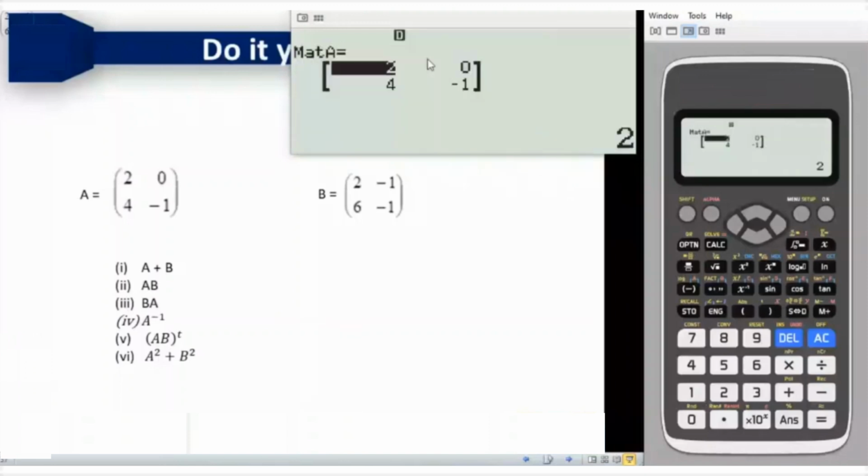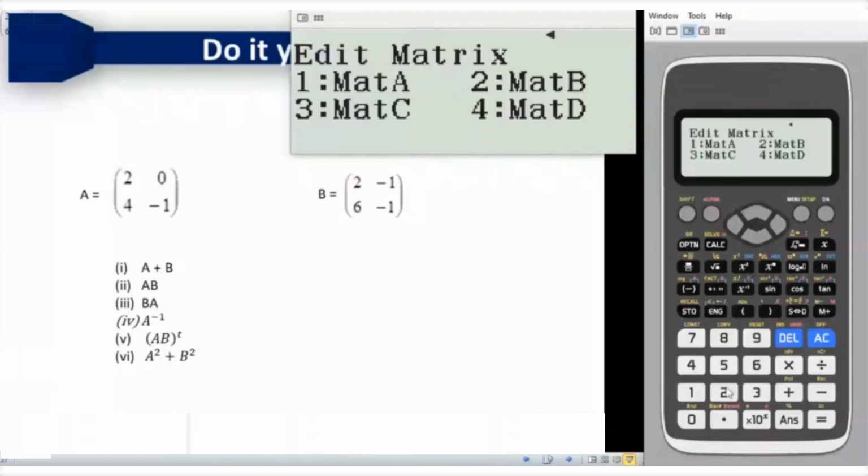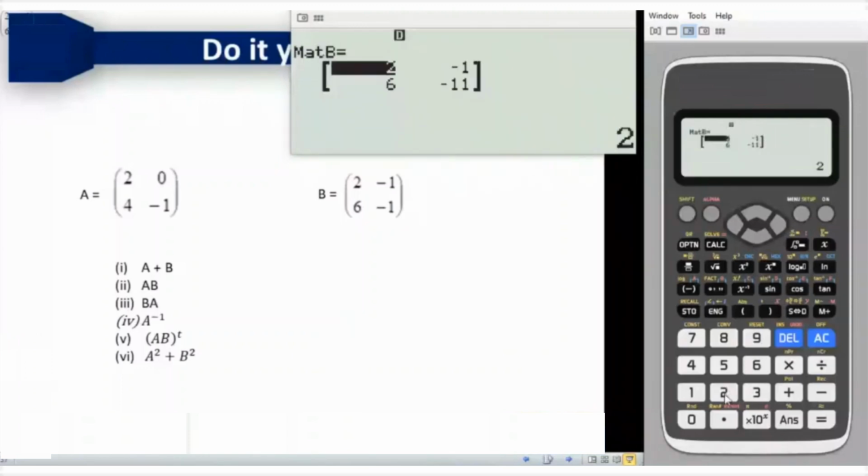2, 0, 4, minus 1. Yes, it is correct. So I'm good to go. There is no need to edit. I will press option again, press 2, and edit matrix B, which is 2. I will check 2, minus 1, 6 and minus 1. I think I entered the matrix incorrectly. So I have edited the matrix that I incorrectly wrote, and now I will perform the transposition again.